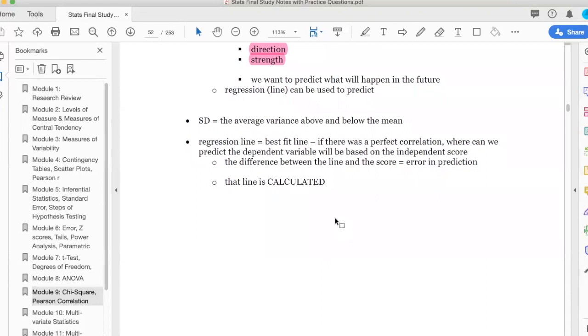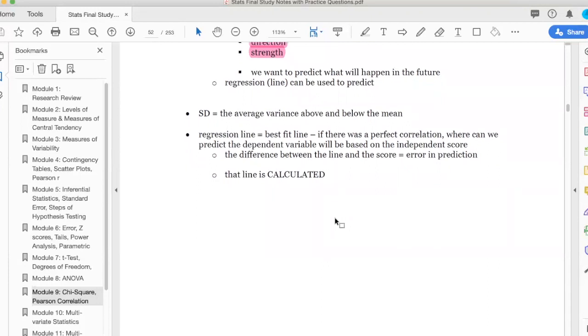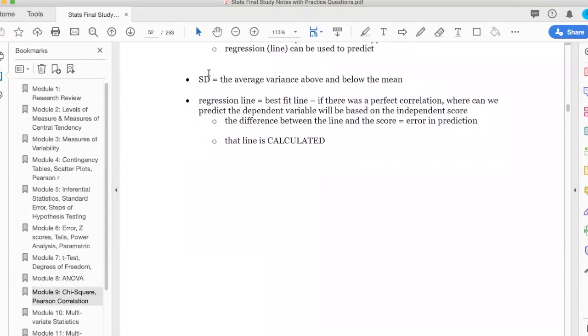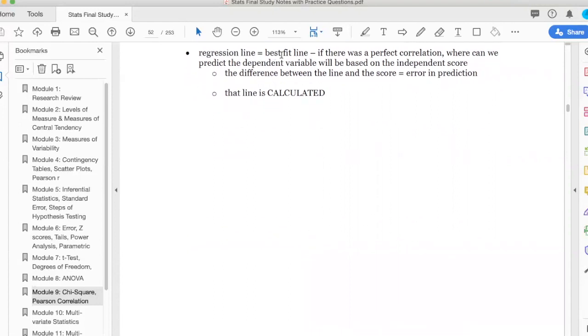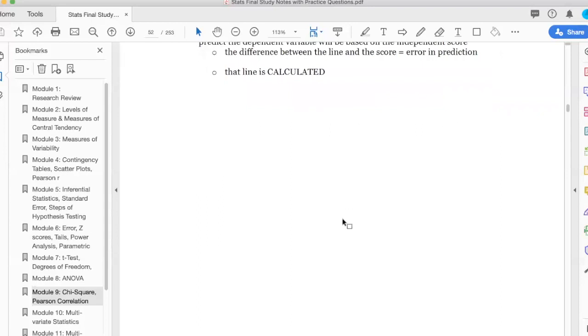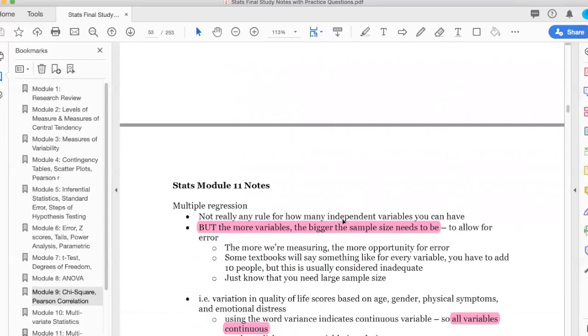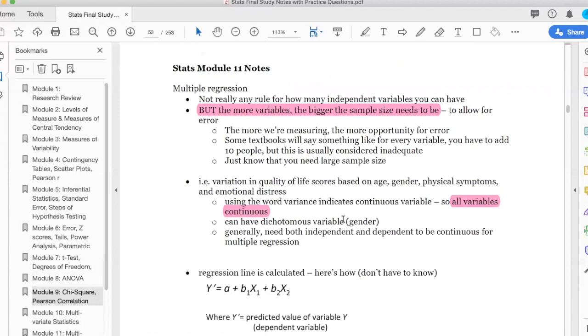Average variance above and below the mean. I don't know if I wrote that in there. If you don't know this by now, just go home. Just kidding. You guys know the standard deviation, what it is. So you've got your regression line as your best fit line. Again, just like your Pearson r, you've got that line. If it was a perfect correlation, it would be right on the line. So we want to see the difference between the line and the score. That's it.